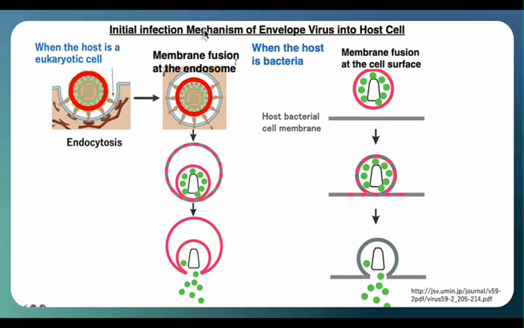Now we will look at the process of initial infection of an envelope virus into a host cell. First, if the host cell is eukaryotic, the virus is specifically adsorbed to the host cell surface using spikes. Then, the virus particle enters the cell by endocytosis. Following it, the capsid is released into the cytoplasm by fusion of the host cell's lipid bilayer with the envelope's membrane. On the other hand, if the viral host is a bacterium, the capsid is released directly into the host cytoplasm by fusion of the envelope with the bacterial cytoplasmic membrane.